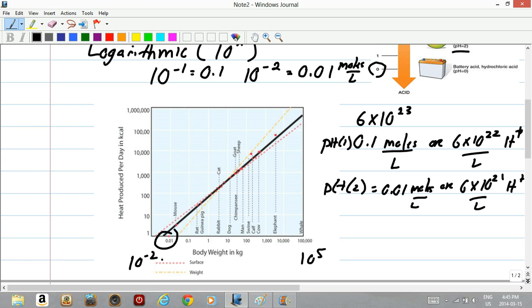Now, if you consider this, you have a range here of about 10 to the 7. So that's like 10 million. So you're looking at the smallest organism is 10 million times smaller than the biggest organism. And it would be very difficult for someone to put that on an x-axis unless the scale was logarithmic.